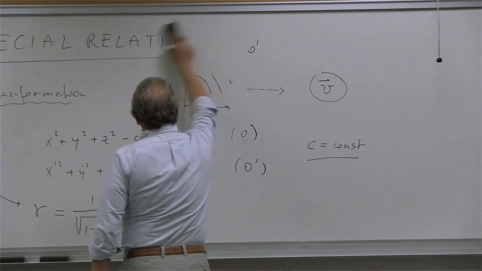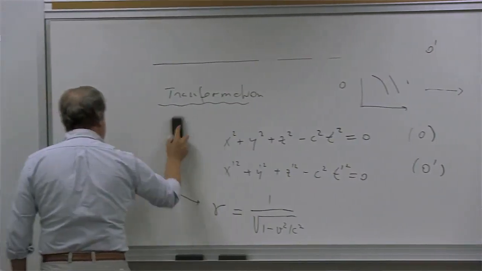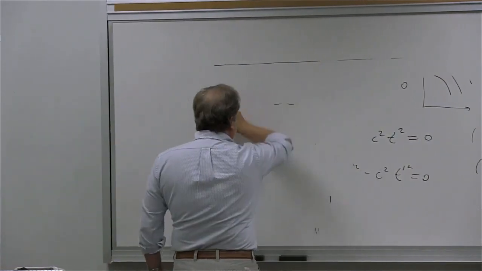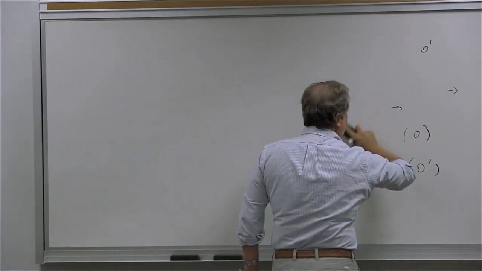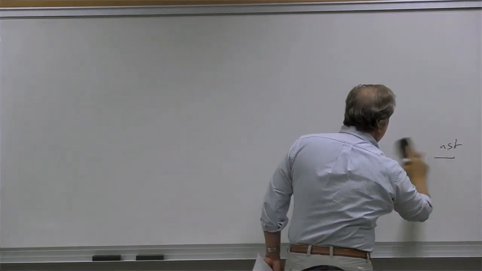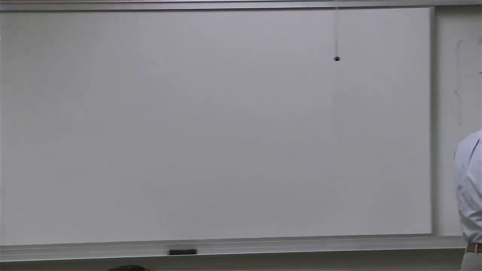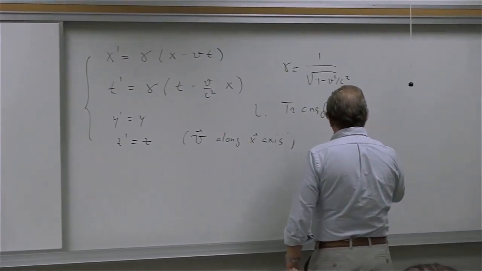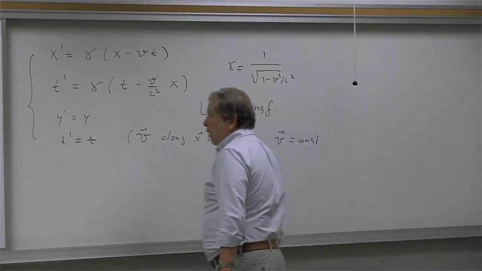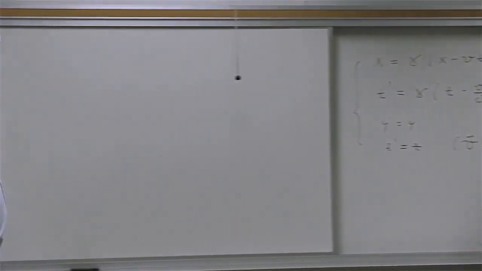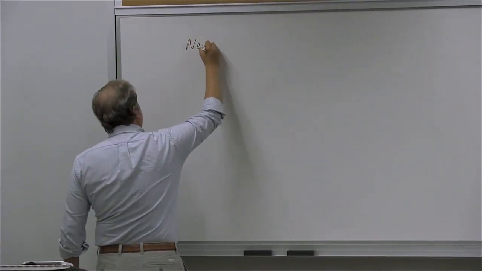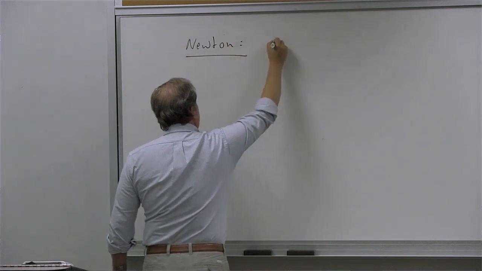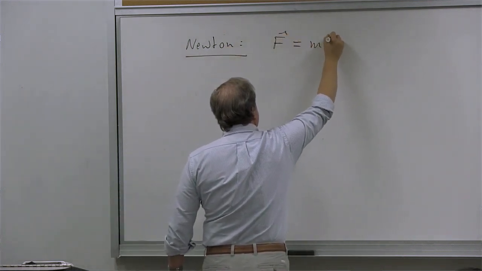Now before we do that, though, let me point out that this invariance property, this transformation law between coordinate systems that are moving at a uniform velocity, right? Of course, it should be stated here that v is equal to constant, right? We don't have accelerations, right? So this is just a straight Lorentz transformation with v equal to constant. Let me go back a little bit and go back to Newton, right? Now Newton had F equal ma, right?